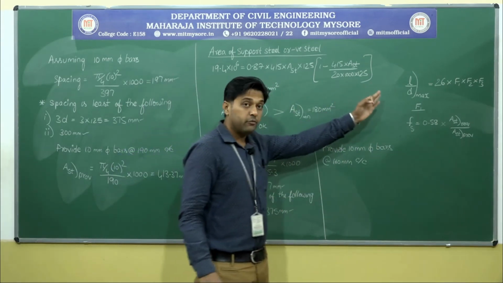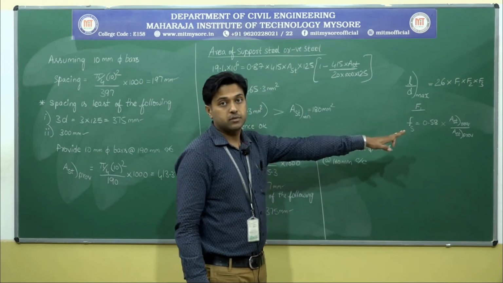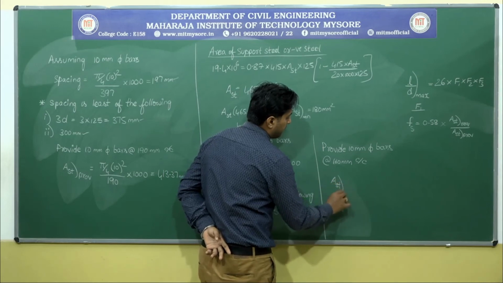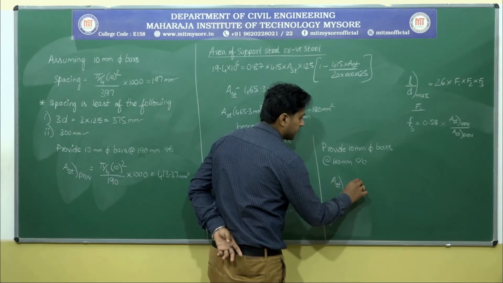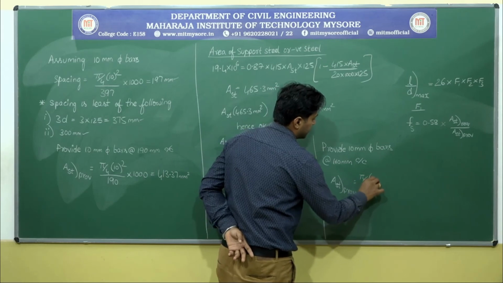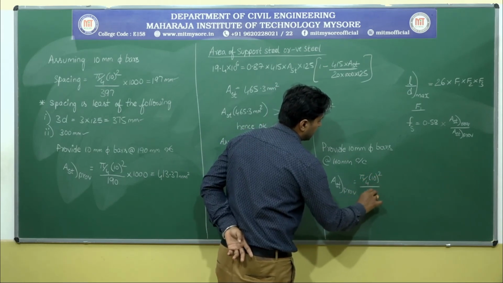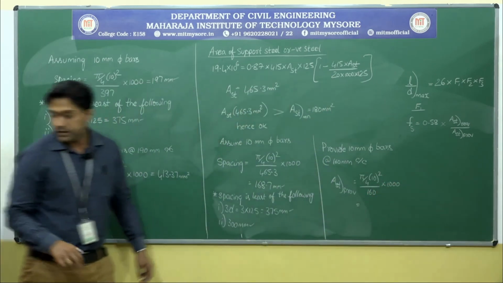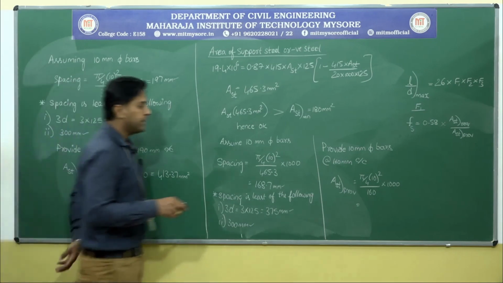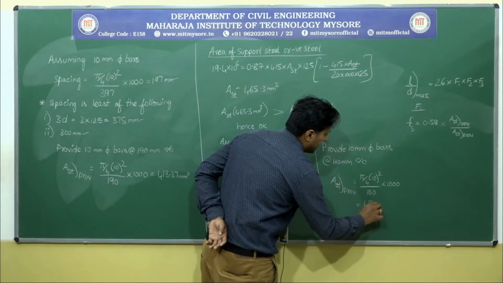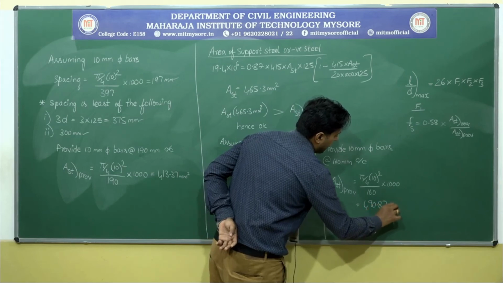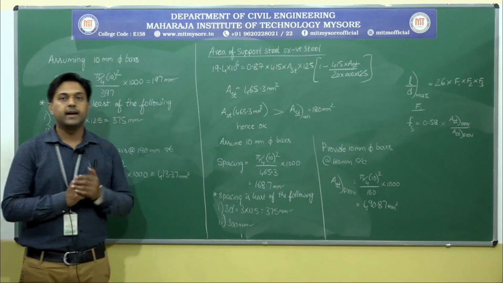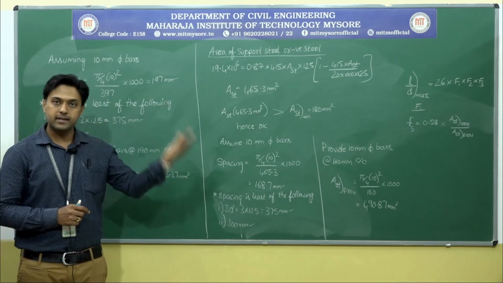As I told you people, I would still want to calculate the check for deflection. As I want the check for deflection, let me calculate Ast provided. It's pi by 4 into 10 square divided by 160 into 1000. The value of Ast that we got here is 490.87 mm square. So for the slabs, we have calculated the Ast at the midspan and Ast at the supports.